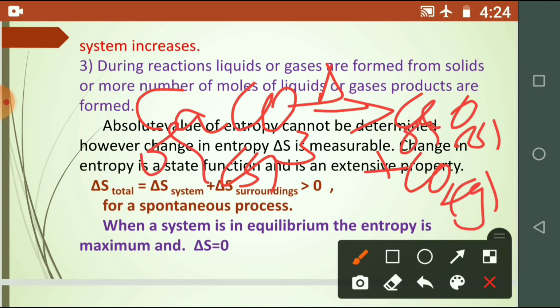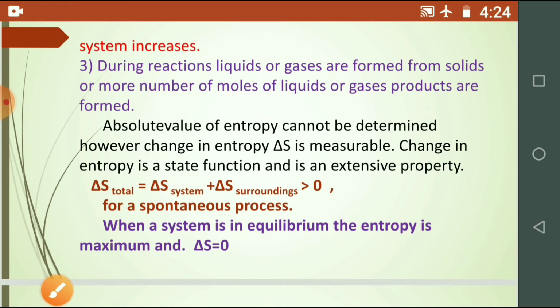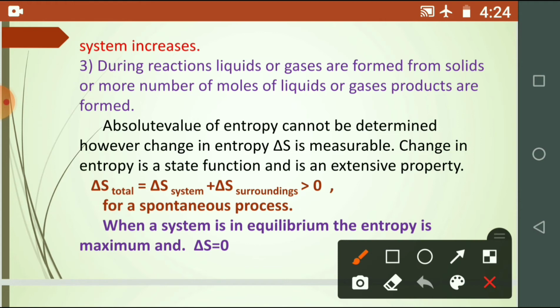It is also an ordered form, whereas the gas is highly disordered. That's why entropy increases. So, solid to gas: in this case, the entropy increases. Or when a greater number of moles of liquid or gaseous products are formed. In that case also, if the number of moles of liquid increases, entropy immediately increases.